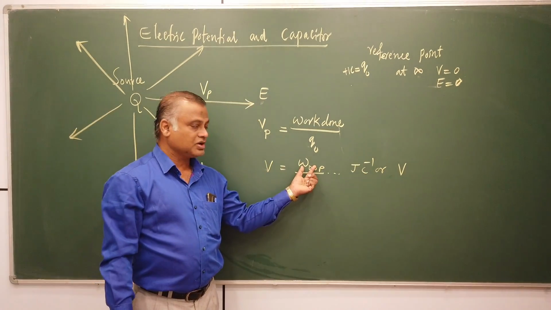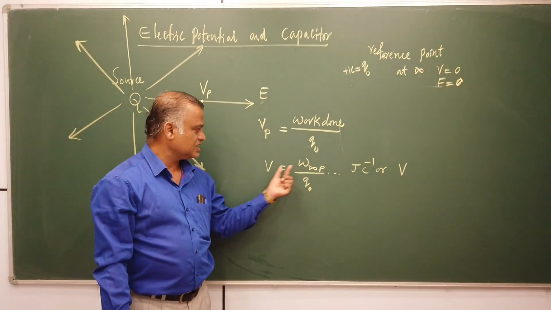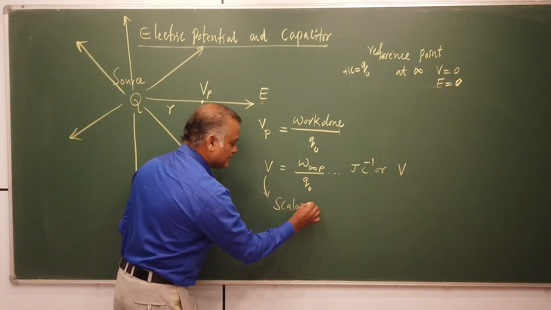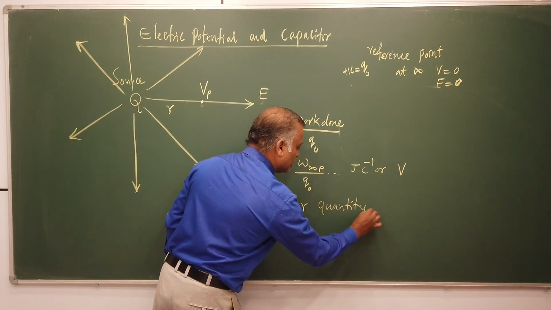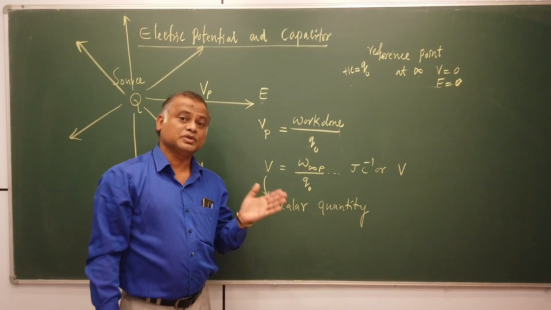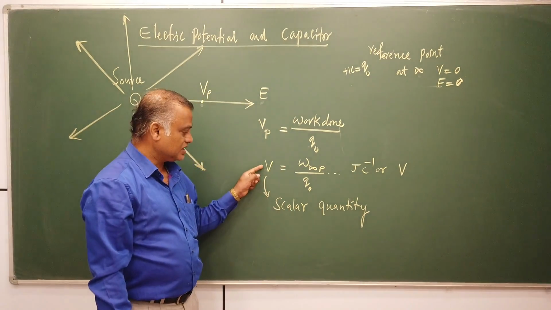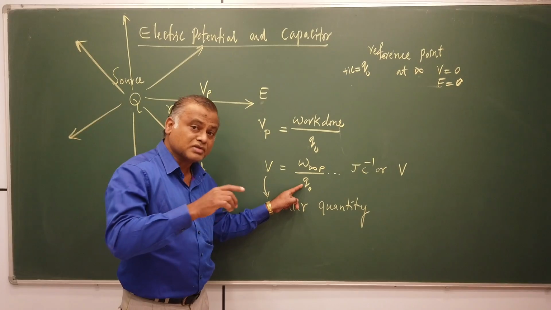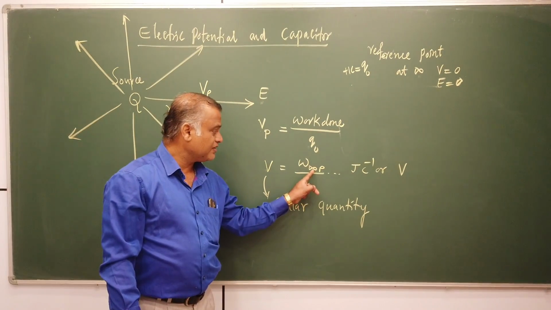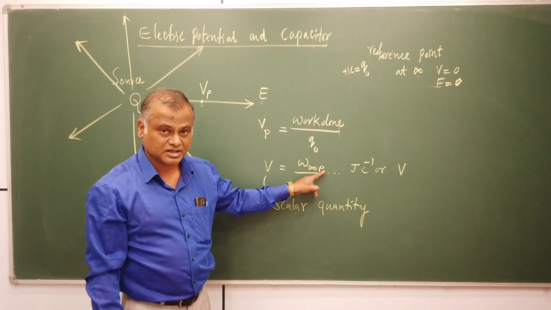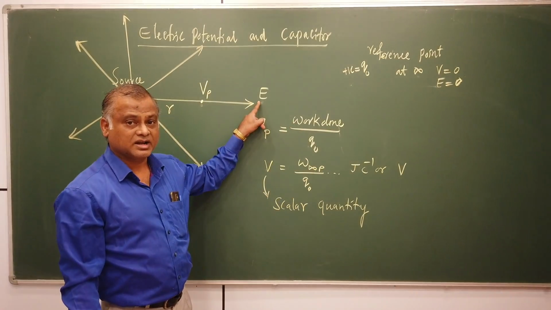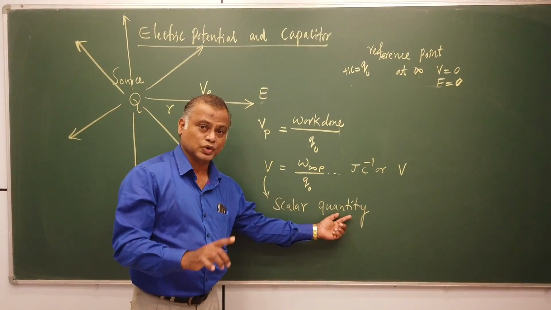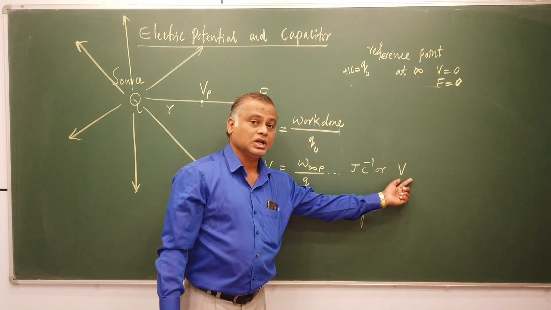Since potential is measured as work done, this electric potential is a scalar. And don't worry about the direction, as we did in electric intensity. Potential is the amount of work done per unit charge in bringing it from infinity to the point of consideration against the direction of electric field. It is a scalar quantity, has only magnitude, no direction, and SI unit is volt.